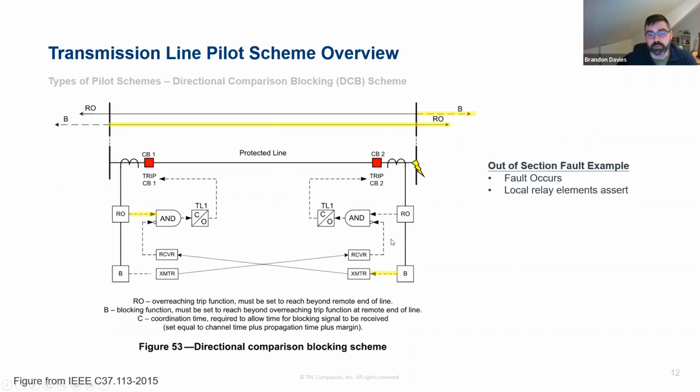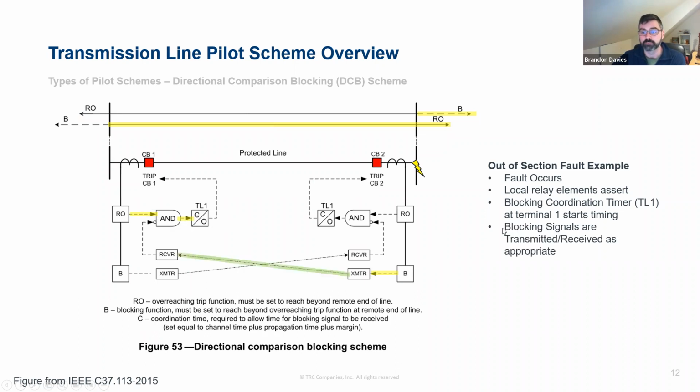So the local elements assert. In this case, we've got our overreaching element driving logic here. We've got our blocking element driving logic to the transmitter. The blocking coordination timer starts timing here because this AND gate's satisfied. We've got no block being received yet, and we do have a forward element, our overreaching element, asserted. So this timer starts timing, and then the blocking signal is sent.